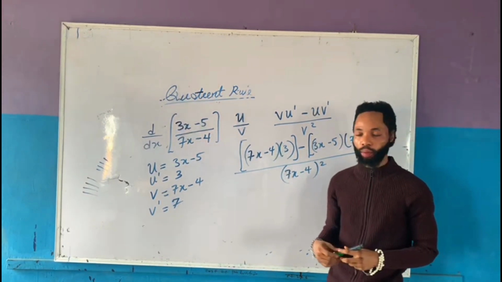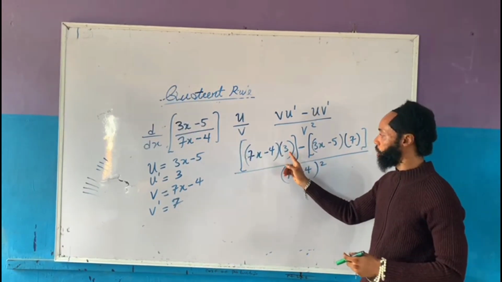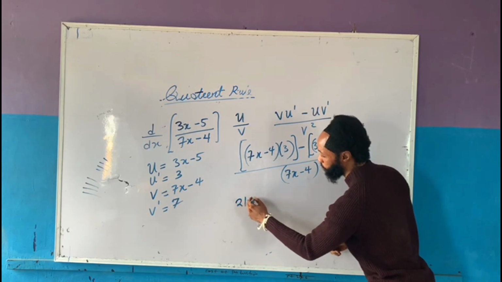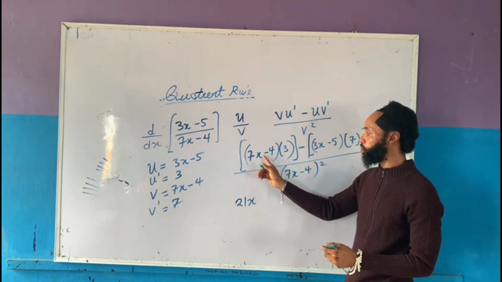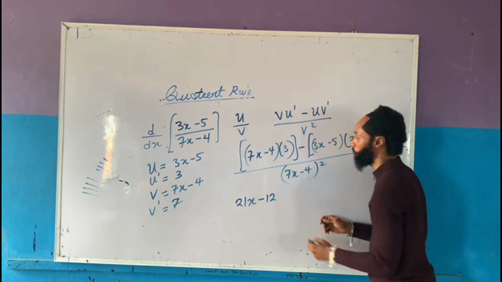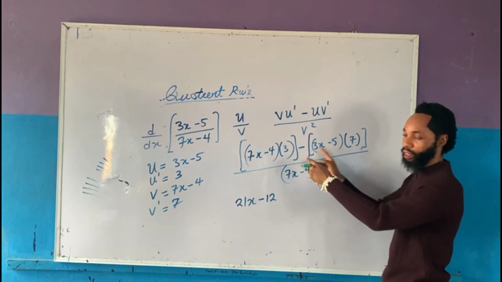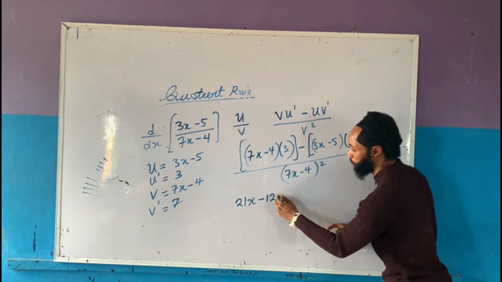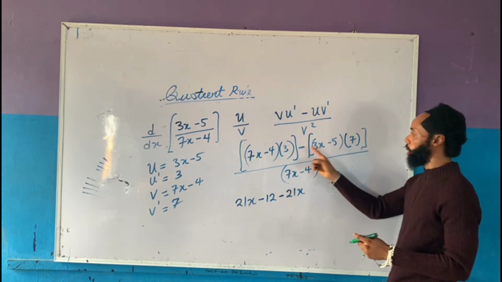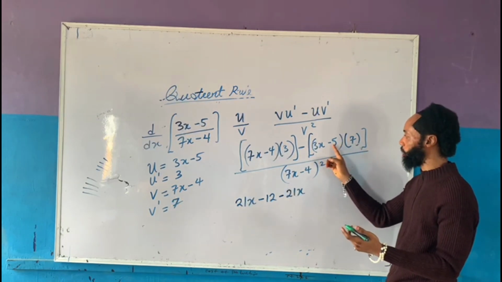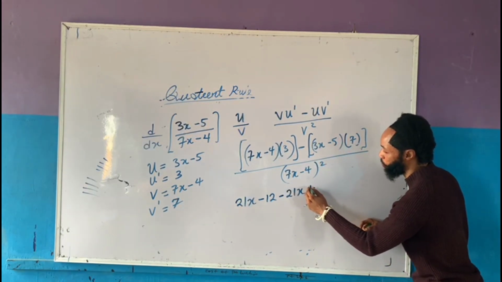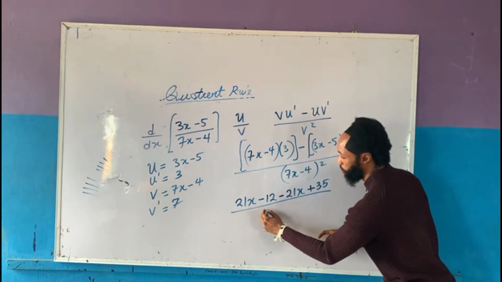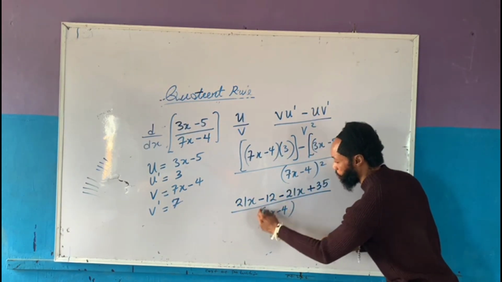So we open the bracket by multiplying. 3 times 7x, we're going to get 21x. 3 times negative 4, we're going to get negative 12. Then we come here, there's a negative here that affects every term of this. So 7 times negative 3x, we get negative 21x. Then negative times negative is positive. 7 times 5 is 35. So we have positive 35, all over whatever we have here, 7x minus 4, all squared.